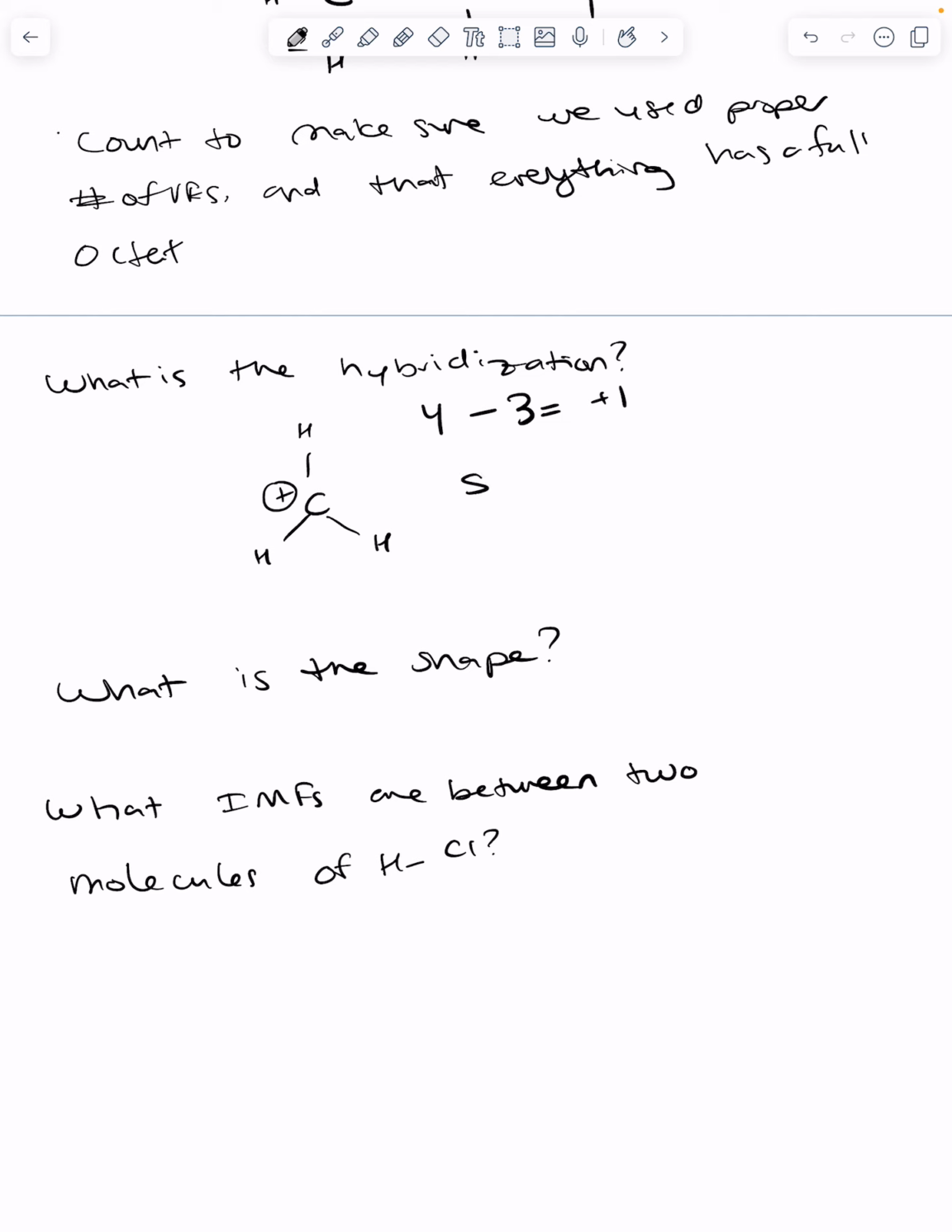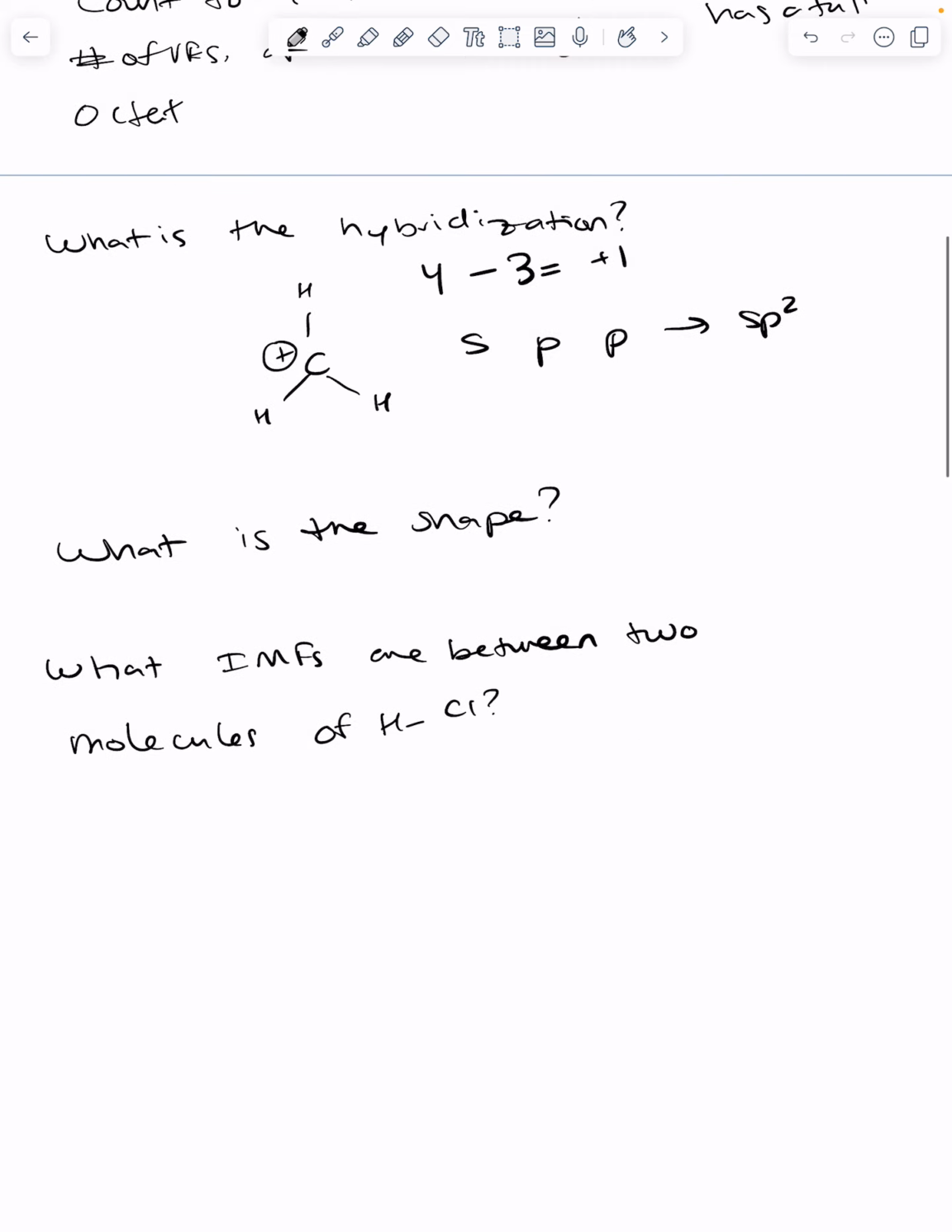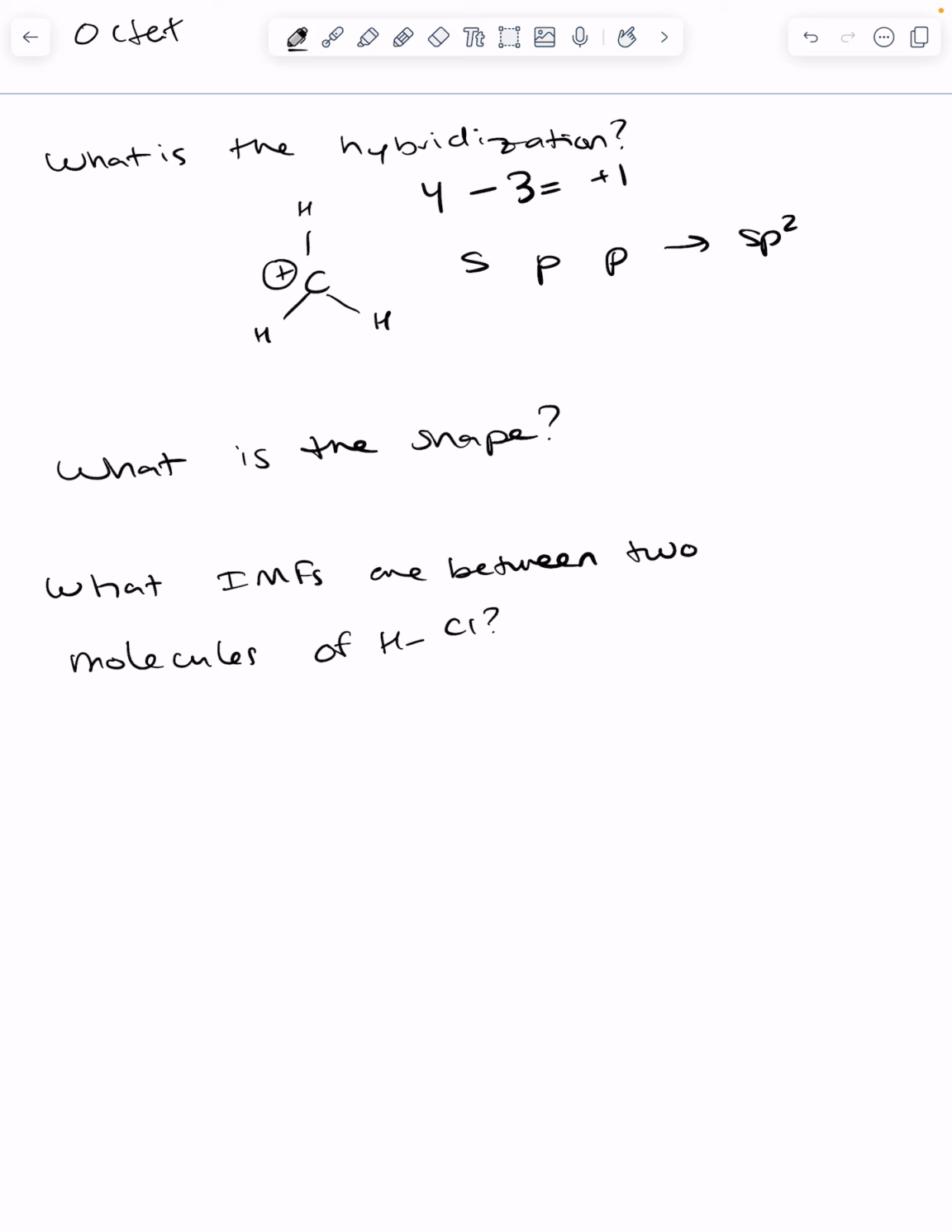So there's only 3 things bonded, then we need an S and 2 P's, so that is sp2 hybridized. The shape of anything sp2 hybridized is going to be trigonal planar. I gave you 1 point if you gave any correct shape.